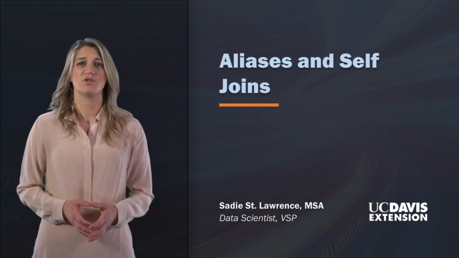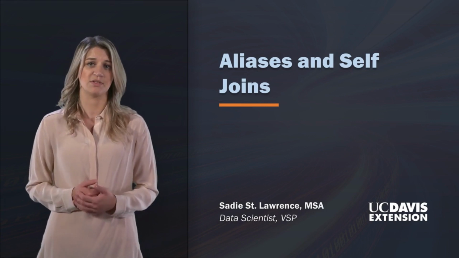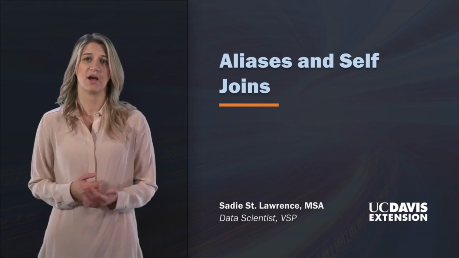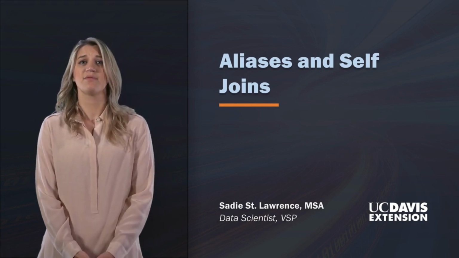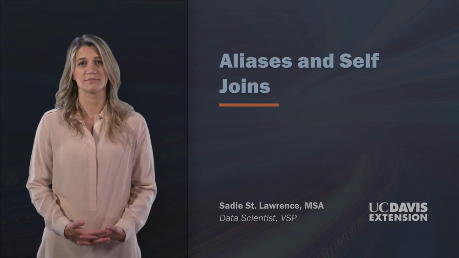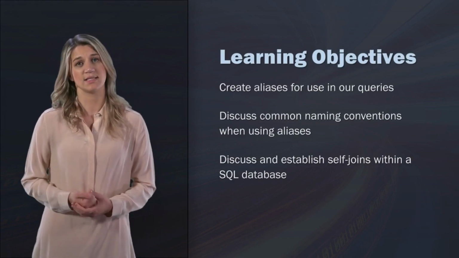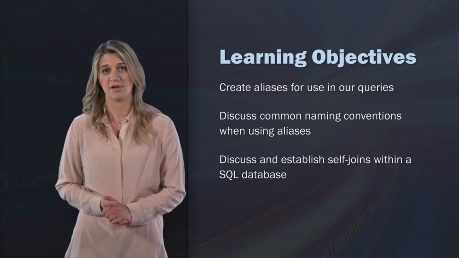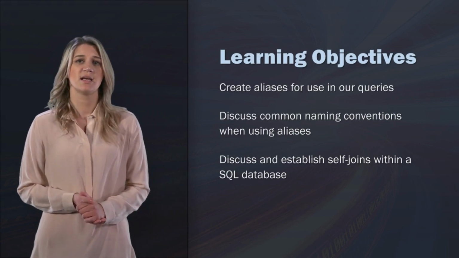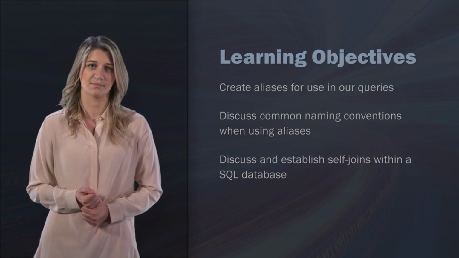If we are joining two tables together and we need to state where each individual column is from before we state that column, it can be a lot to write out, as some of the table names may be quite long. So in this video, we're going to show you how to create aliases for use in our queries, discuss some common naming conventions when using aliases, and discuss and establish self-joins within a SQL database.